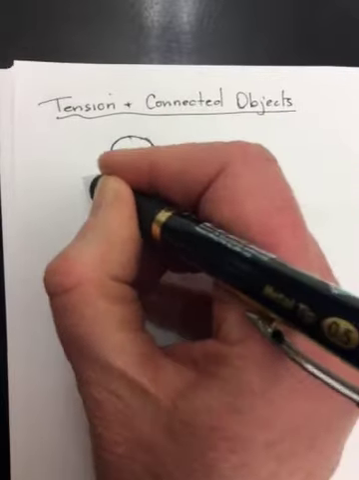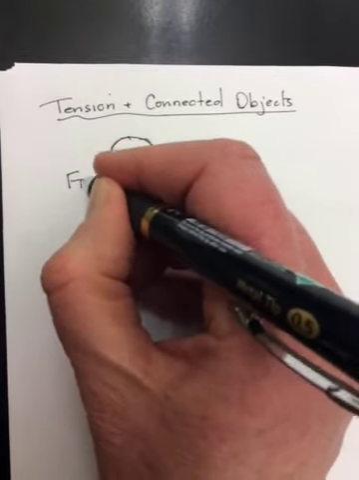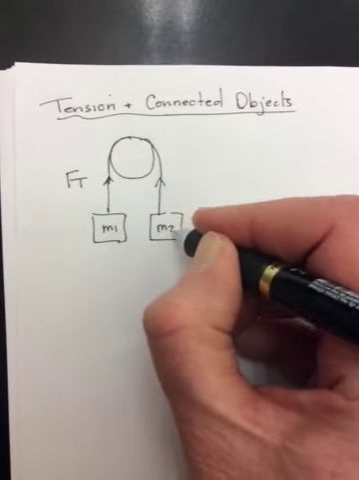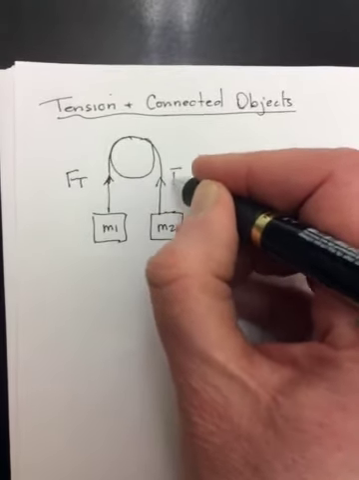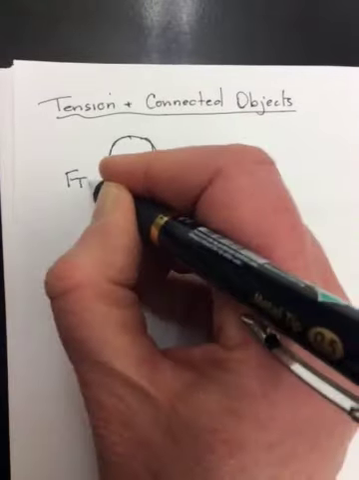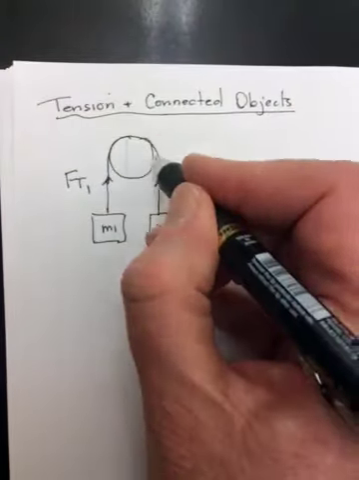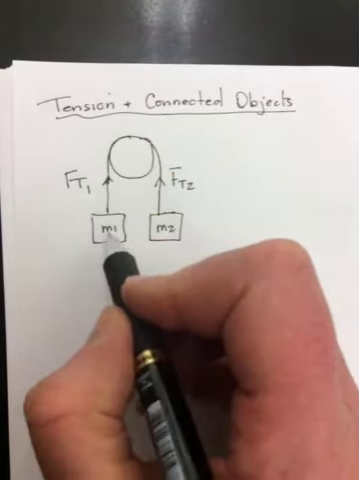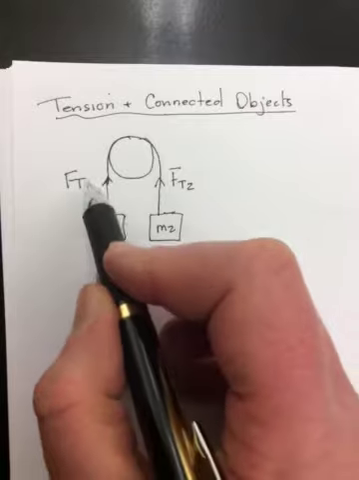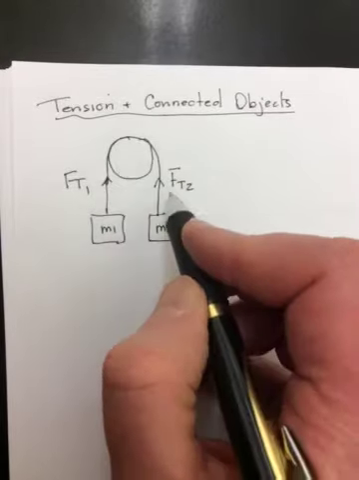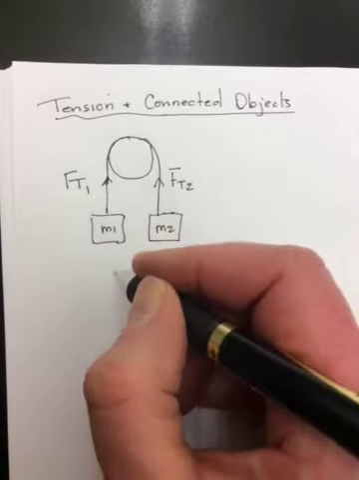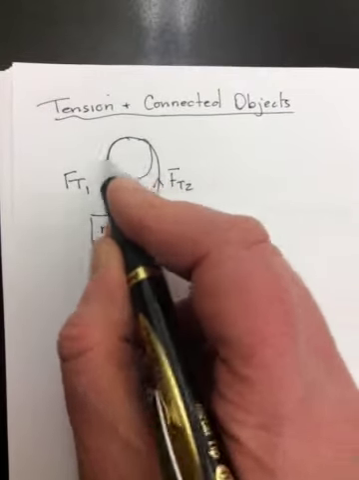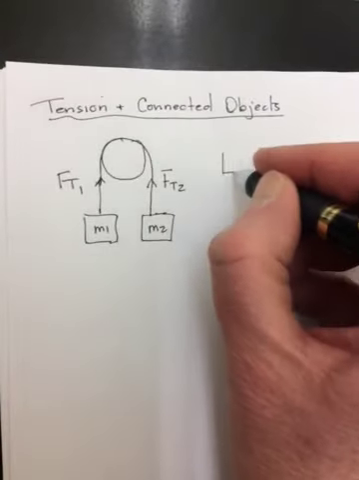Okay? And so there would be tension pulling up on this guy, M1, and also tension pulling up on this guy, M2. And we could call these T2 and T1. Okay, remember what we said about the pulley. We said a pulley really just changes the direction of the force. So if T1 is pulling one way, it should be equal and opposite to T2, okay? Because all the pulley does is change its direction.